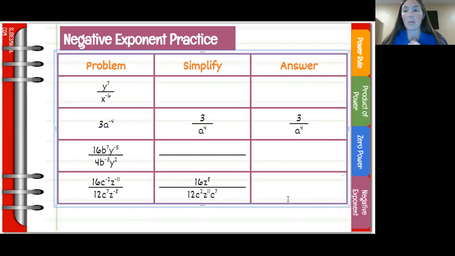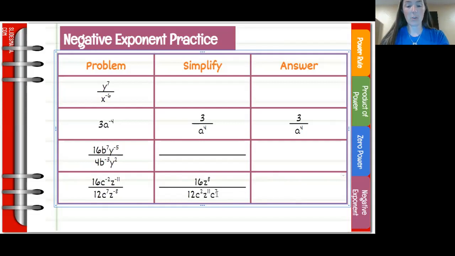Well, now we have to go back and look at those product and quotient rules. Remember, if we multiply, we add. If we divide, we subtract. So if we're looking at this, I have a Z to the 8th on the top and a Z to the 11th on the bottom.